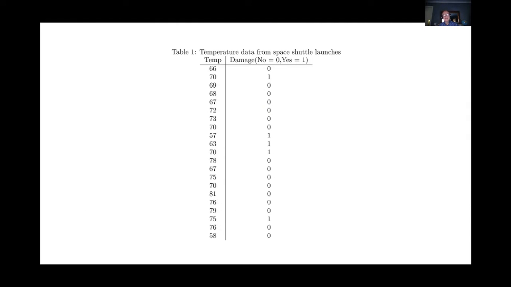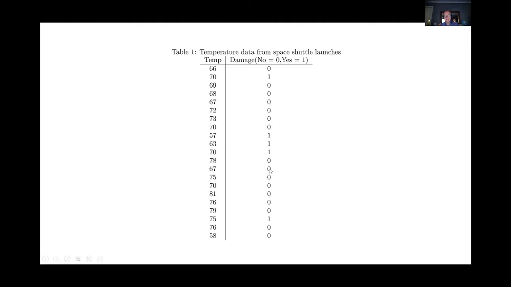So here's a list of data. We have the temperatures at launch time, and we have the outcome of whether there's damage to the O-ring seals or not. Here is the first shuttle mission, launched at a temperature of 66 degrees, and there was no damage. At 70, there was damage, and so on. The question is, do these data tell us something about the connection between temperature and damage to these seals?